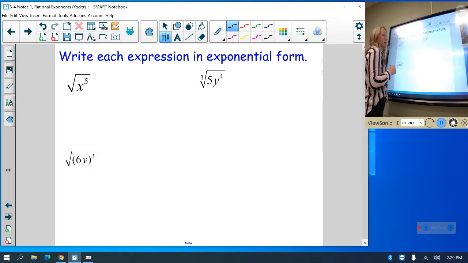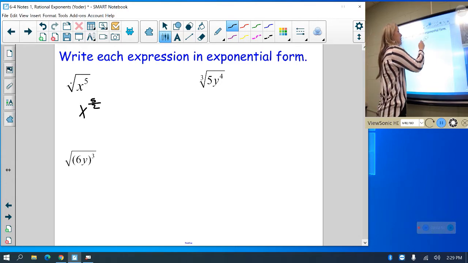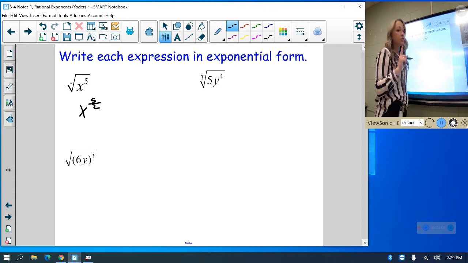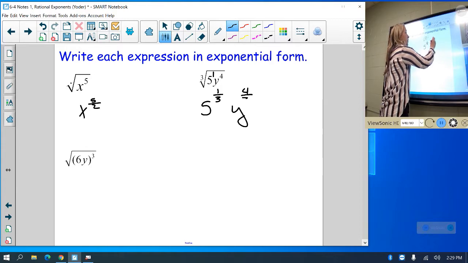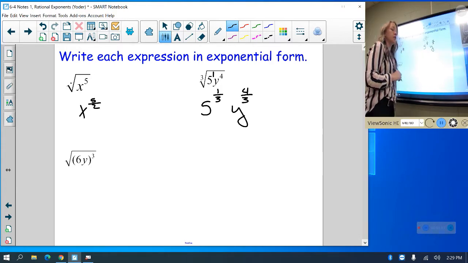Write each expression in exponential form. For this one, I'm going to change this to x to the 5th, and then I have over 2 because this is a square root. For this one, be careful. This one is tricky because the exponent for the 5 is technically 1. The exponent for the y is 4. So these are going to be separate. You have 5 to the 1/3 and y to the 4/3. Both of them are underneath this cube root.